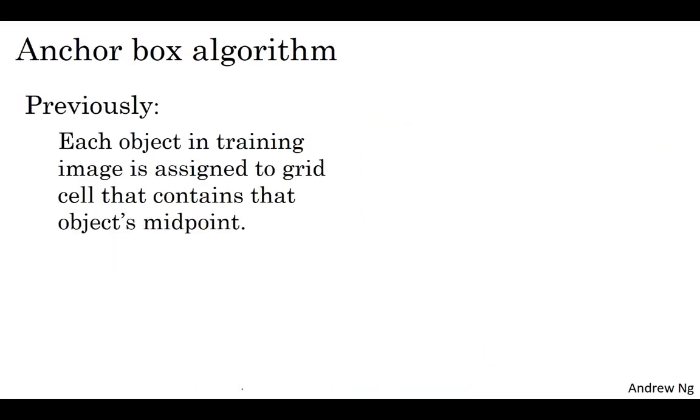So to summarize, previously, before you were using anchor boxes, you did the following: for each object in the training set image, it was assigned to the grid cell that corresponds to that object's midpoint. And so the output y was 3 by 3 by 8, because you had the 3 by 3 grid, and for each grid position, we had that output vector, which is PC, then the bounding box, then C1, C2, C3.